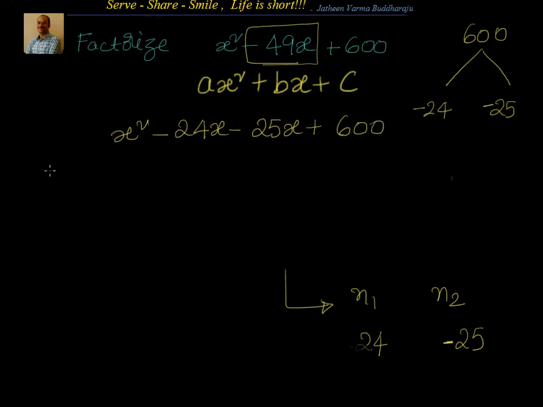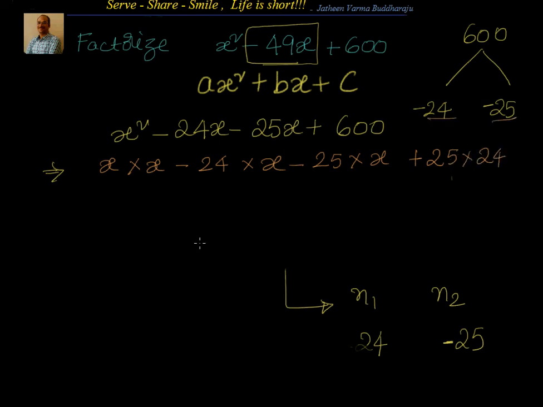Now in x square minus 24x minus 25x plus 600, I will write one more step just for your understanding, that is x into x minus 24 into x minus 25 into x. Can I write 600 as multiples of 25? Yes, we know that is 25 into 24. Just now we have seen that. Now let's take common here.